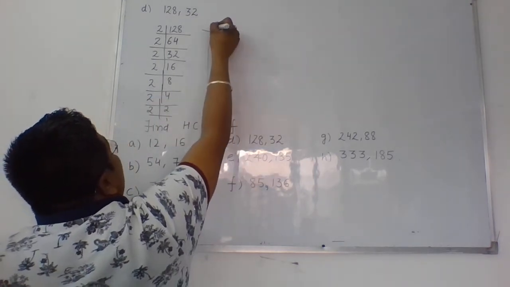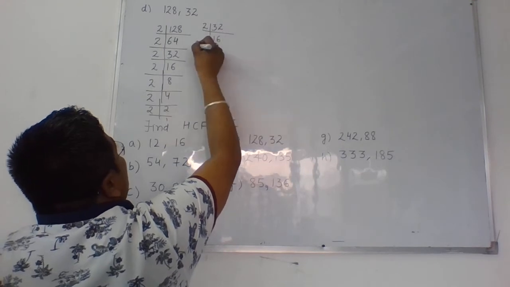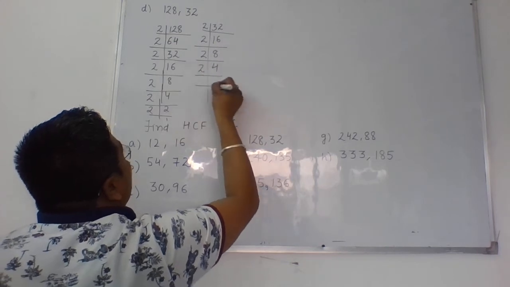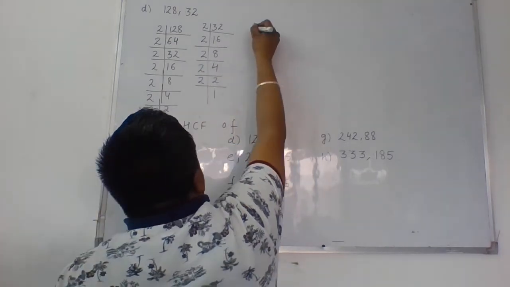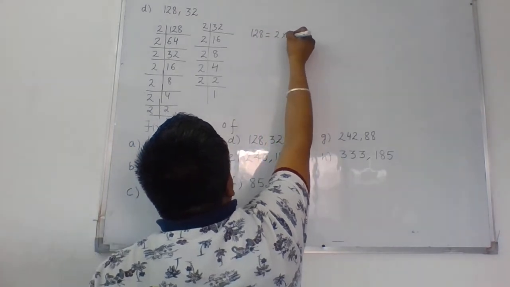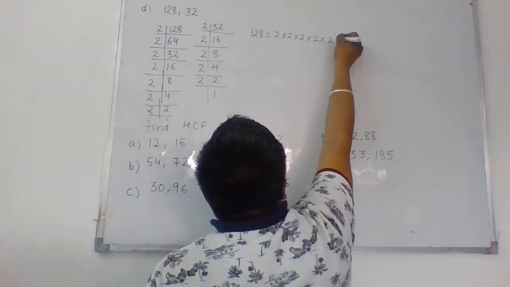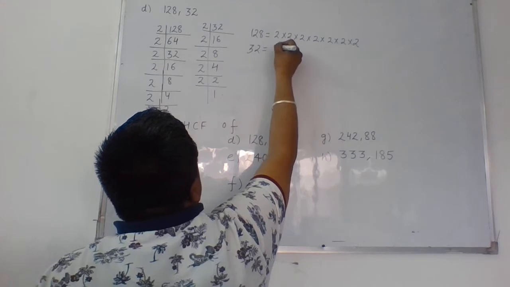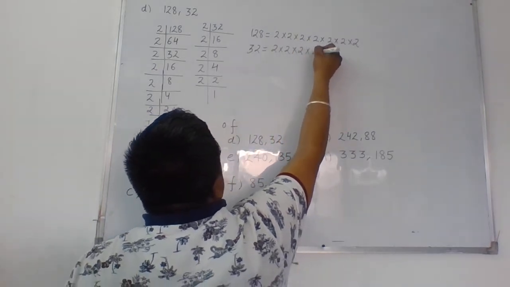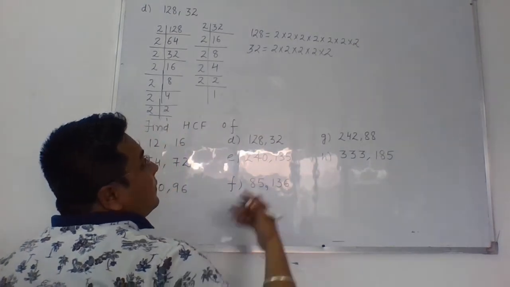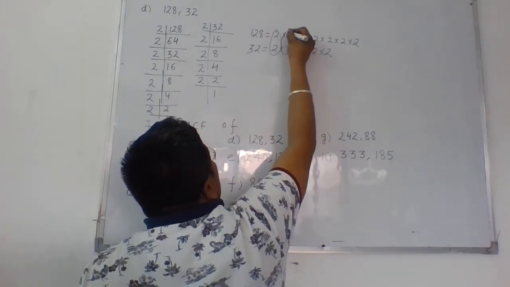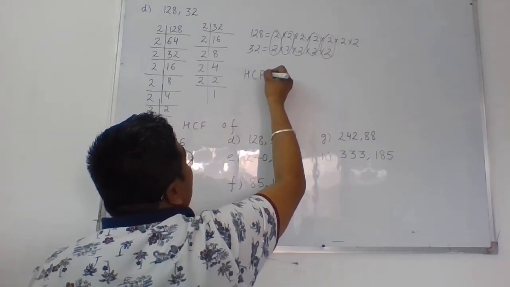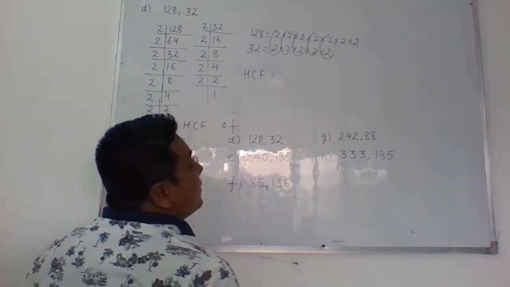Similarly, dividing 32 with a series of division by 2. So 128 can be expressed as a multiplication of 7 2s, and 32 can be expressed as a multiplication of 5 2s. As it is very clearly visible that in both of them 5 2s are common, so we have encircled them.